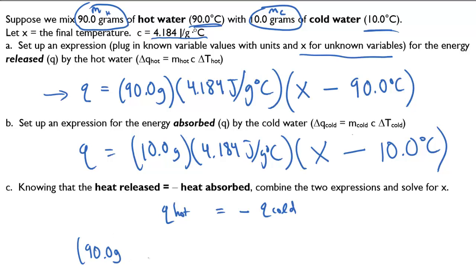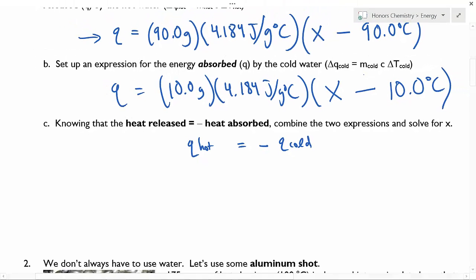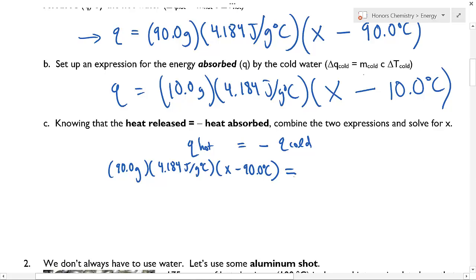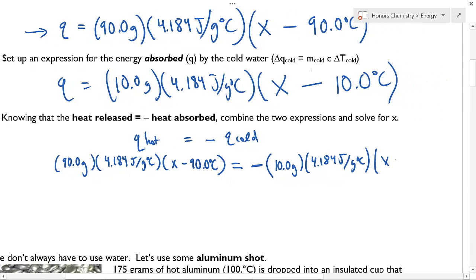So 90.0 grams, 4.184 joules per gram degree C times X minus 90. And that's going to be equal to negative, got to flip the sign, the second expression, Q of my cold, which I've calculated an expression for, times my X minus 10.0 degrees Celsius.